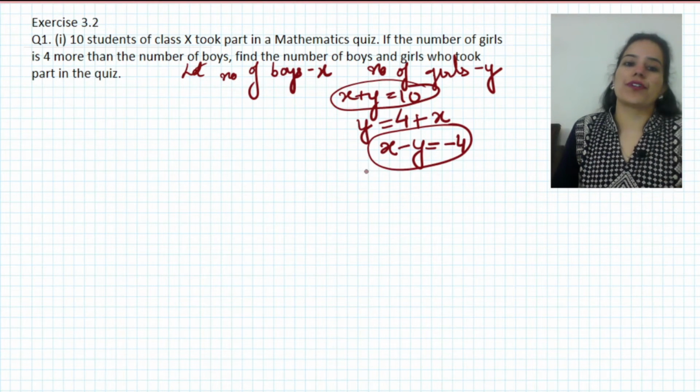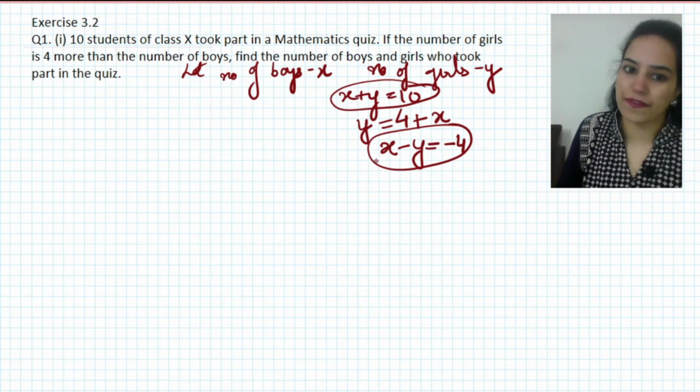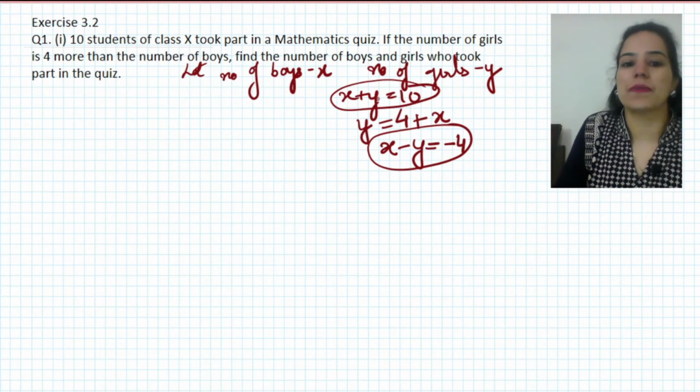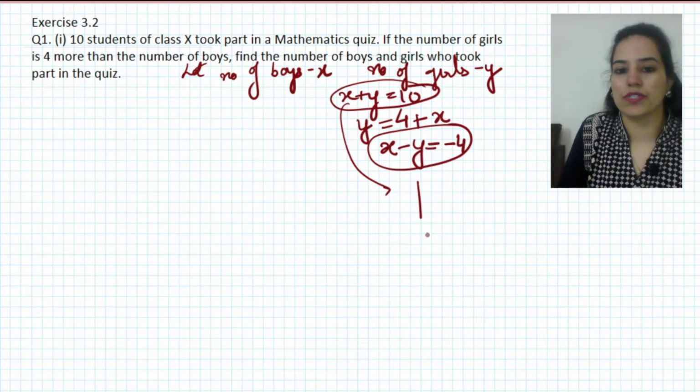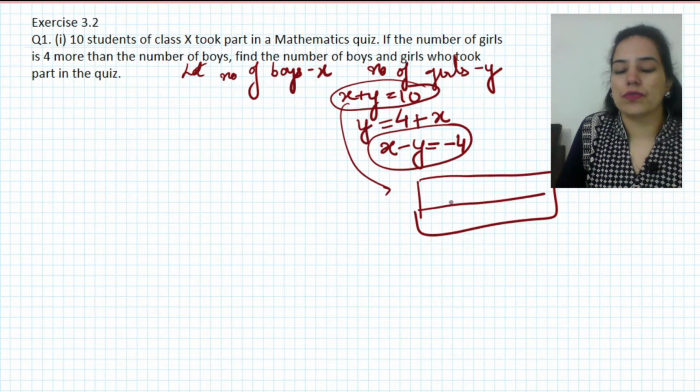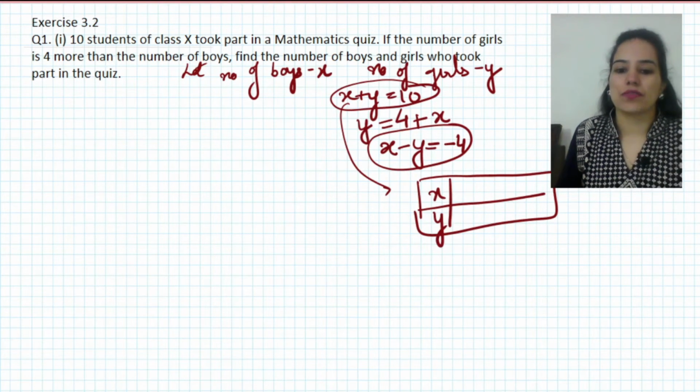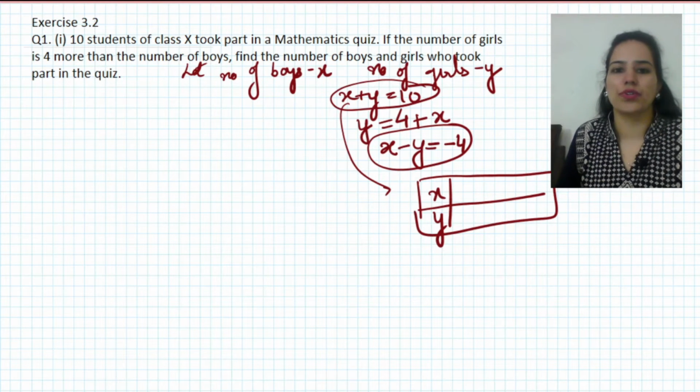Now I'll have to plot it on the graph. So let's find some points, right? x plus y is equal to 10. I'm plotting it here. The points, only the points I'm talking about. So x and y. So this is easy. You can do this orally also.